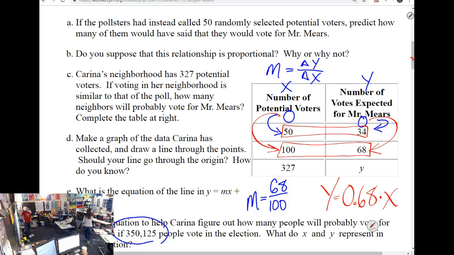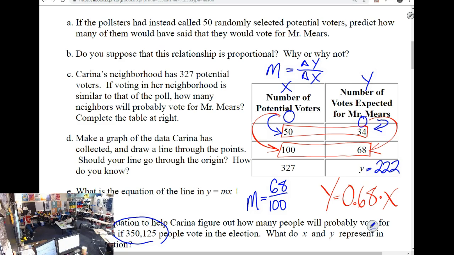Dude, it's math. We're not thinking realistically, we're thinking mathematically. So if you use that with 327 voters, how many vote for Mears? 222. And no partial voters. You can't walk in with just the right arm and vote. So we'll say 222. Probably right.